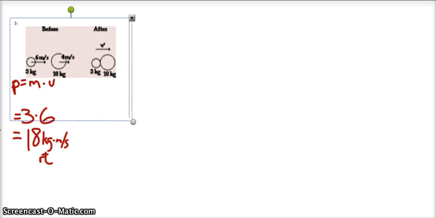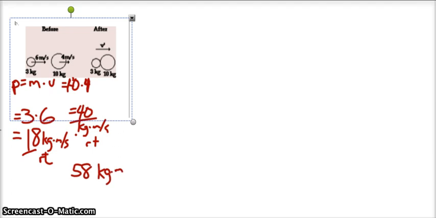This one has a mass of 10, a velocity of 4. So its momentum is 40 kilograms times meters per second, right. Okay? We take this and we take this to figure out our total momentum before the collision. So that is 58 kilograms times meters per second to the right.